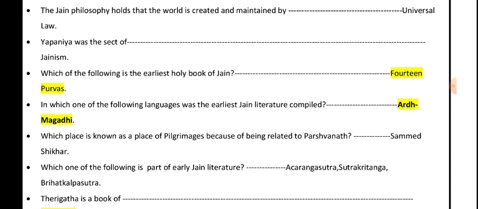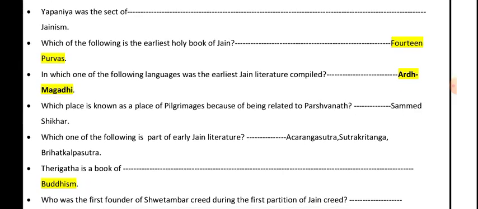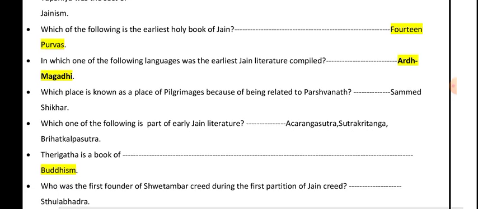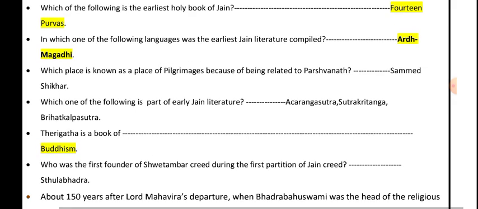The Jain philosophy holds that the world is created and maintained by whom? By the universal law. Yapaniya was a sect of Jainism. Which of the following is the earliest holy book of the Jains? The 14 Purvas are the earliest books of the Jains.